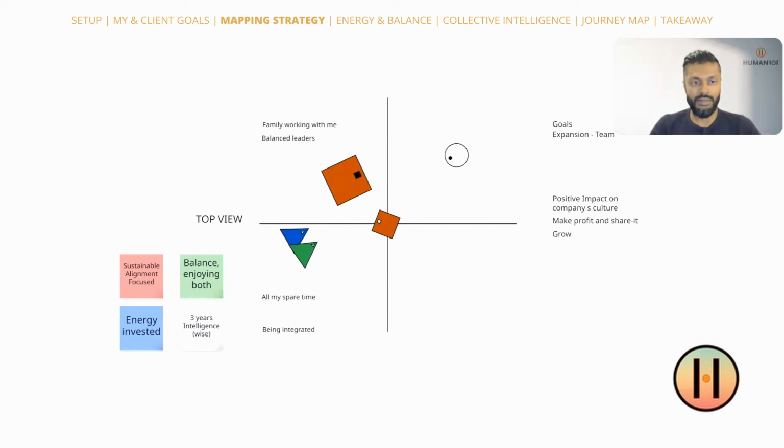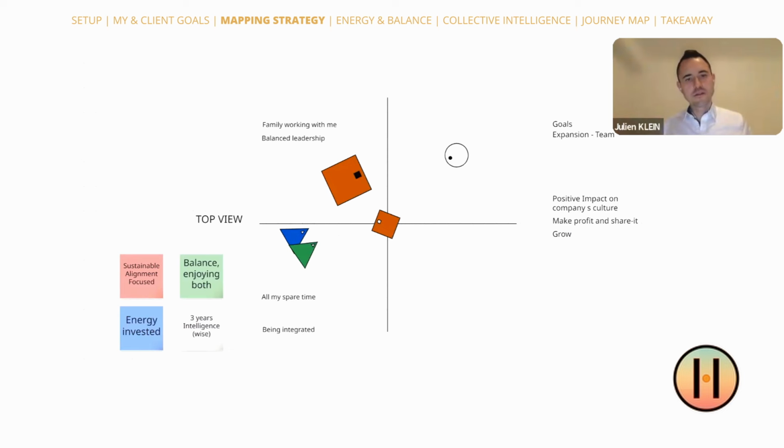Okay. Anything else? Yeah, some expansion of the sustainable alignment focus would be for the company to have a broader impact, maybe inspiring other companies to do the same, having that kind of new way to see what is work. So yeah, having that expansion.